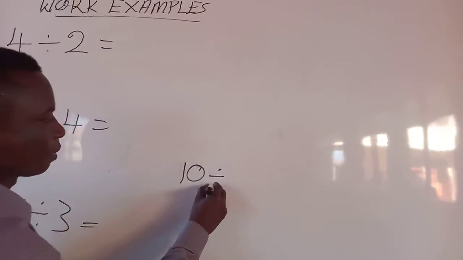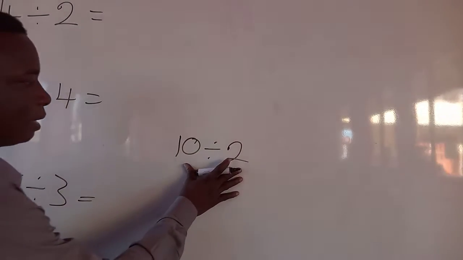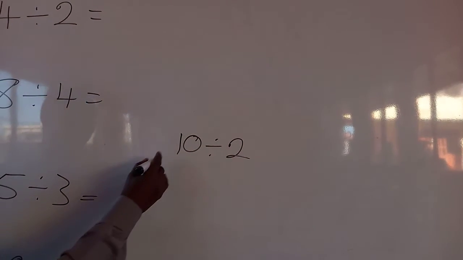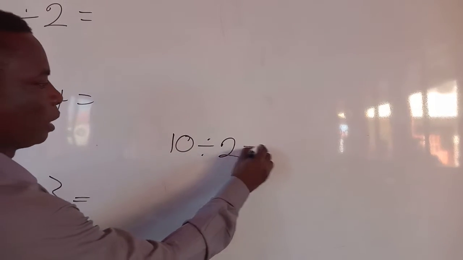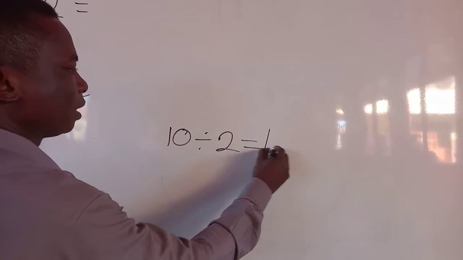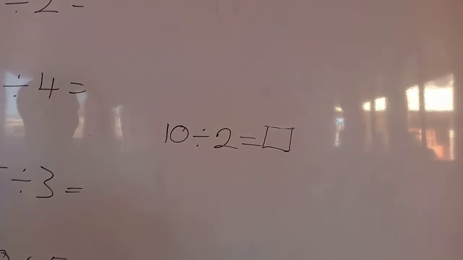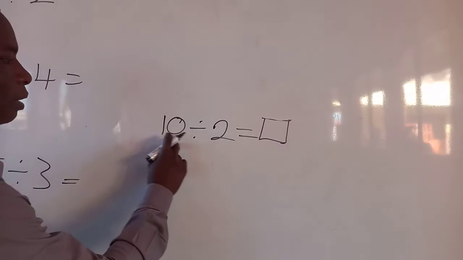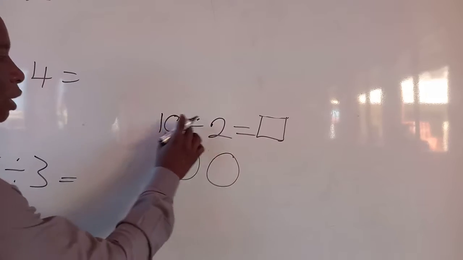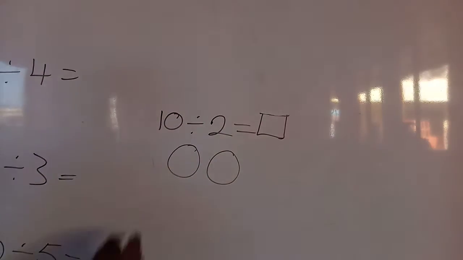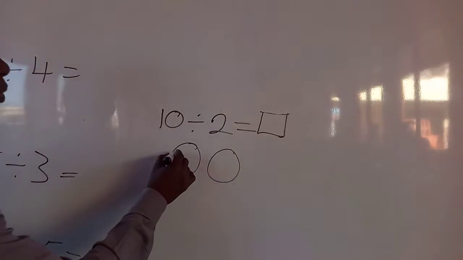Alright, in our previous lesson we looked at an example like this. We said what? In equal sharing, 10 divided by 2 equals what? We don't know. Let's say the box is here. In equal sharing, you draw the number of people sharing, 2 people sharing 10 apples. Let's share these 10 apples among these 2 people.